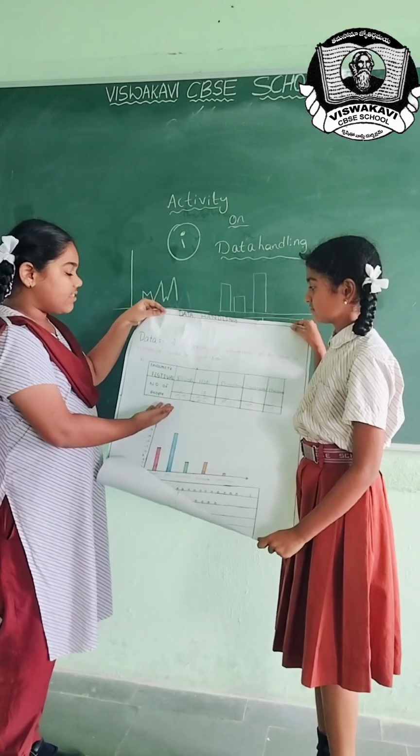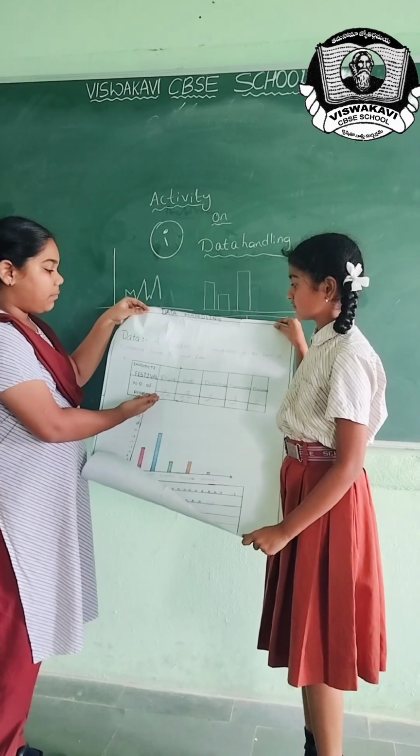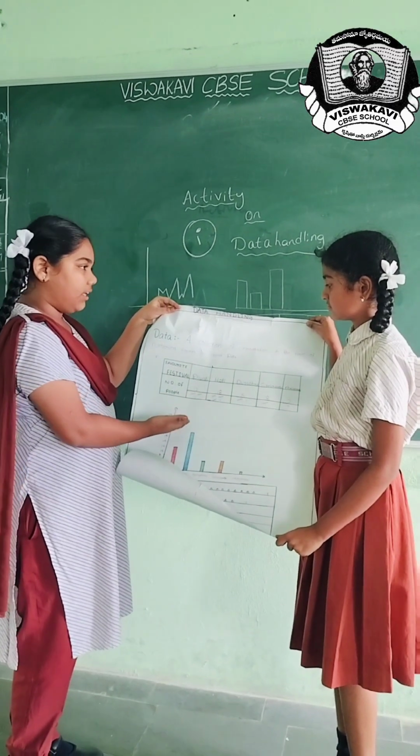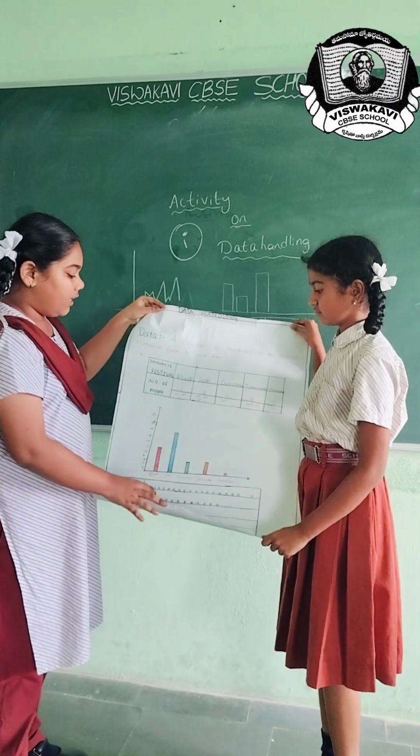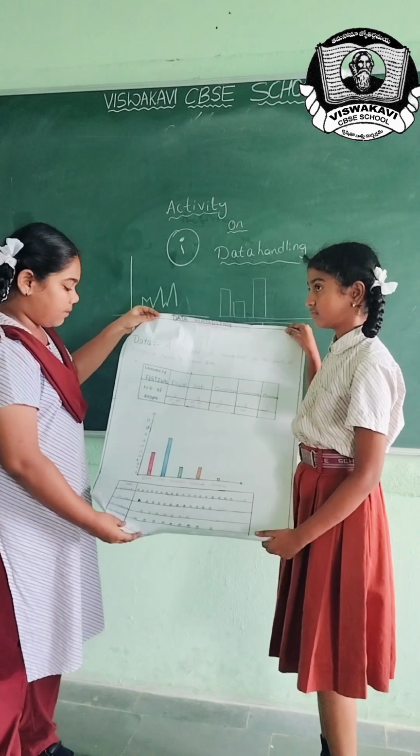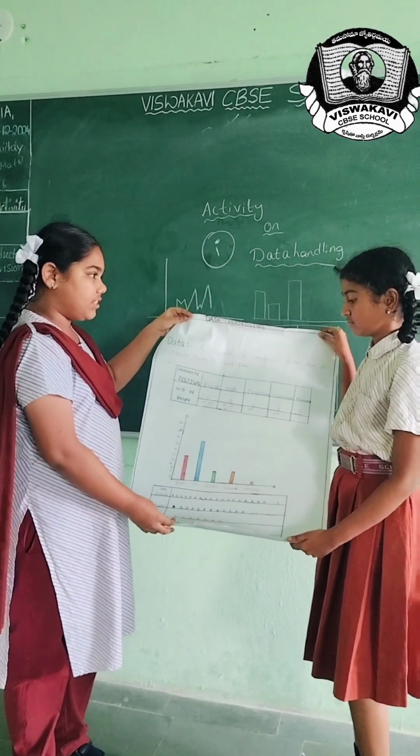Do you know what this is? This is simple tabular form. In tabular form, we can write with numbers or tally marks. Here comes the bar graph. In a bar graph, we can observe easily which is more and which is less.